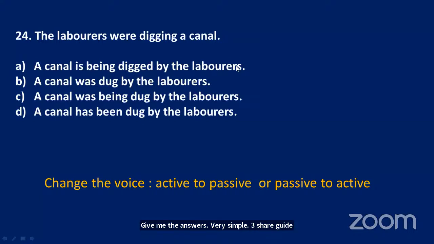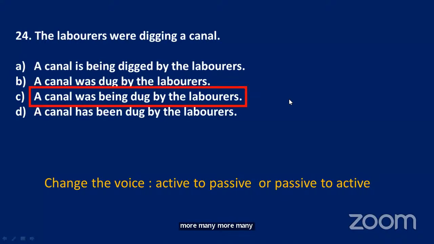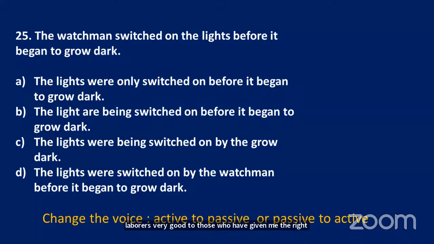There's a tug of war between C and B, isn't it? So why you're getting confused, I don't know. See, the question says the laborers were digging, which means the thing is not done. It is still being done, isn't it? So it is apt that you use being. All right. And it is past, so you cannot put is. So a canal was being dug by the laborers. Very good to those who have given me the right answers. All right, let's move on to the next question.